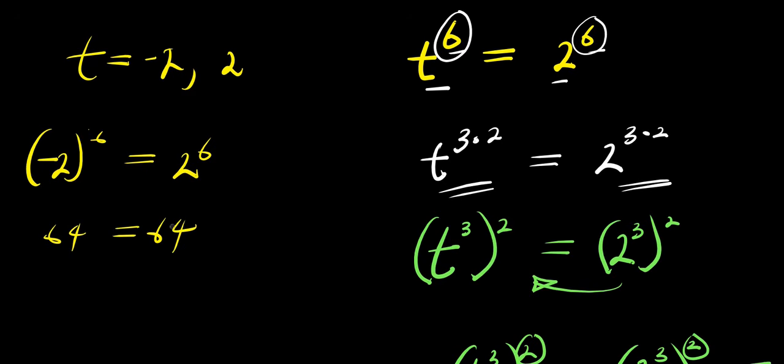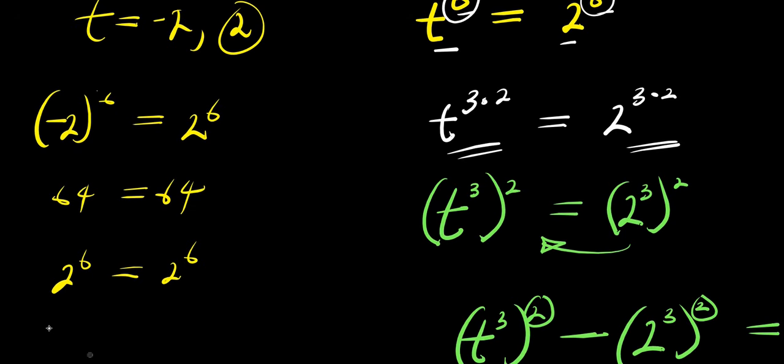And this equals 64. If you make use of 2 again, you have the same thing. That's 2 power 6 equals 2 power 6, and this is 64. And this equals 64. So both values are obviously very correct.